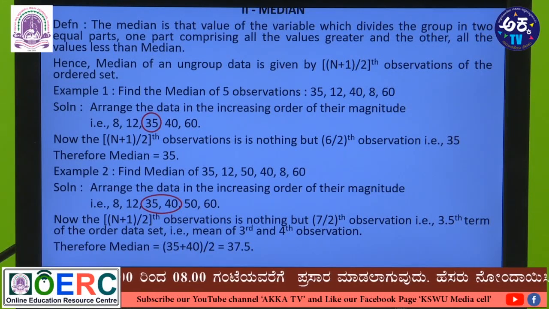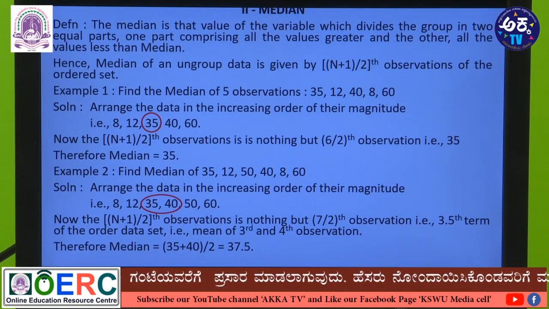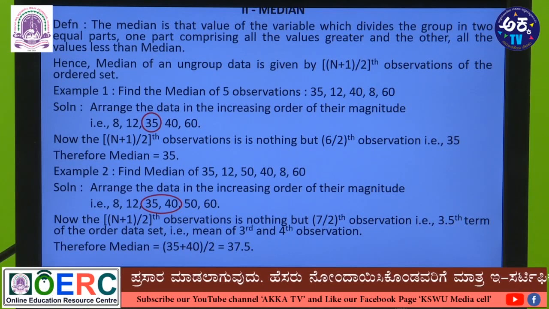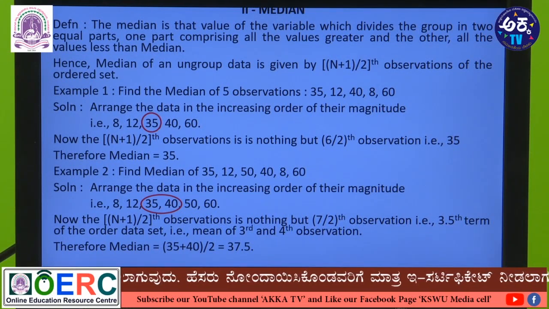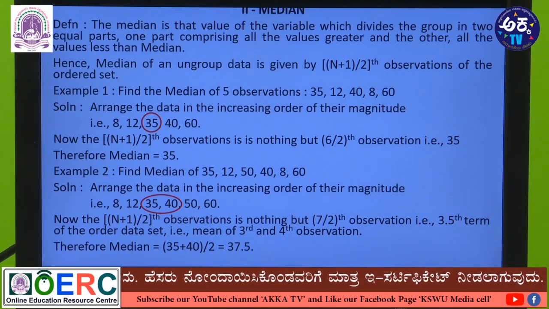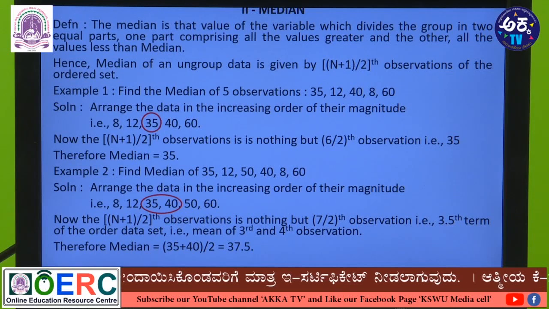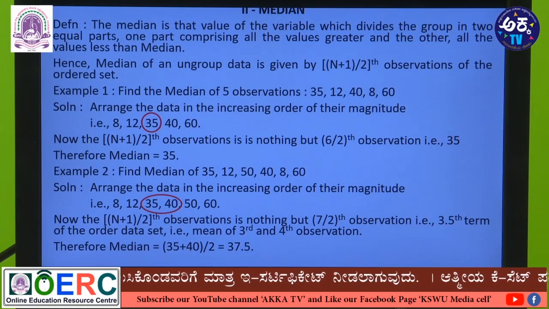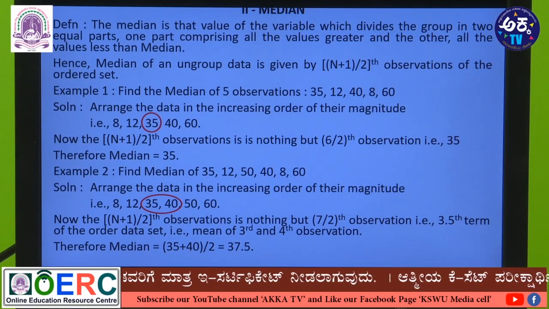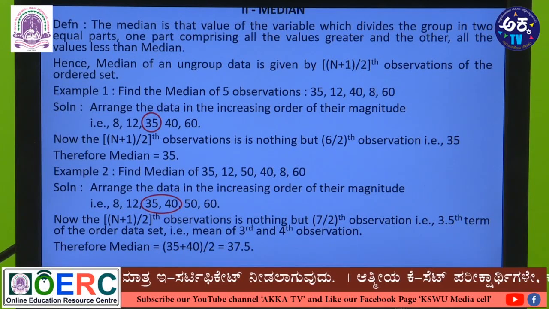So, by definition it should be (n plus 1) by 2th observation. What is n? The number of observations. How many observations do we have here? 5, and therefore, 5 plus 1 by 2 is 3. The third observation will be the median of the data set. Which is the third observation in this case? 35 is the third observation in the ordered data set, and therefore, median of the given data set is 35.